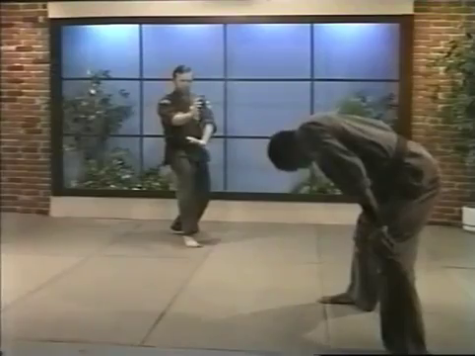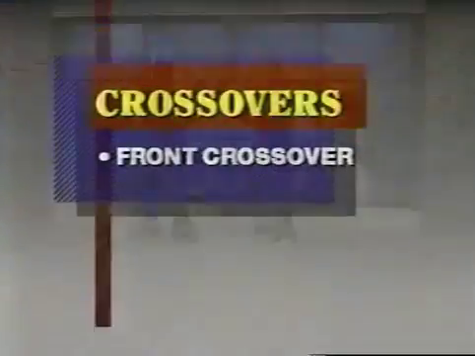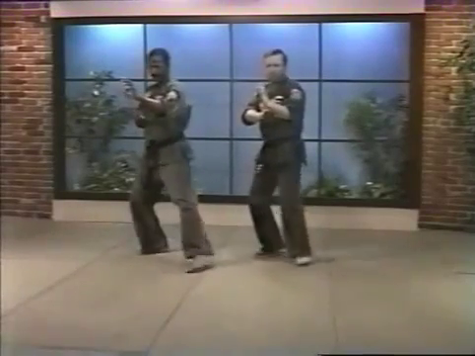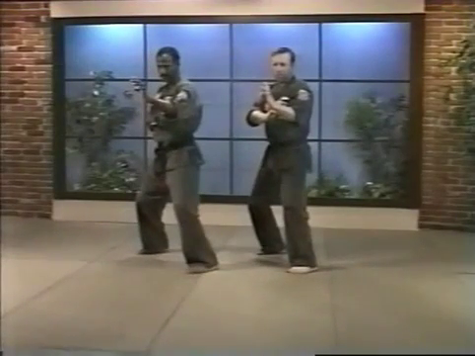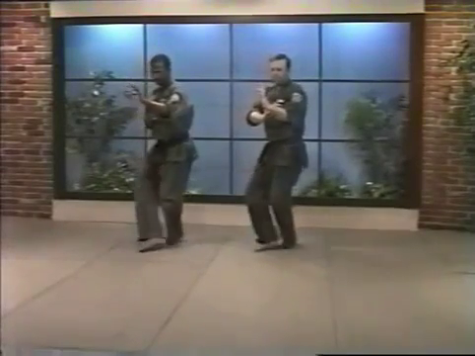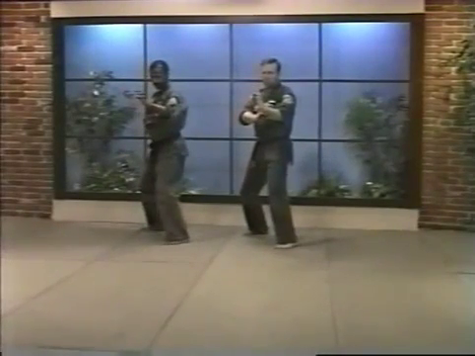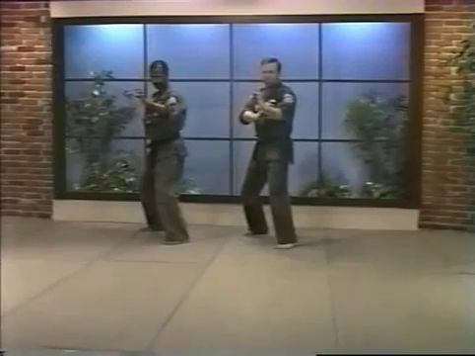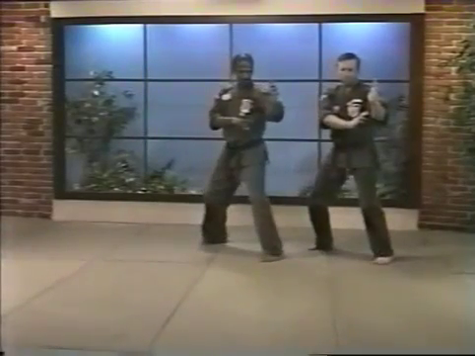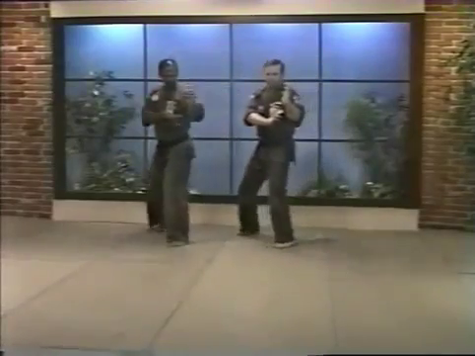Crossovers fall into 2 categories. Front crossovers, where one leg crosses over and in front of the other before stepping forward, and rear crossovers, where one leg crosses behind and in back of the other leg before stepping backward. Both methods can be done while advancing or retreating. Let us now learn to execute a front crossover while going forward.